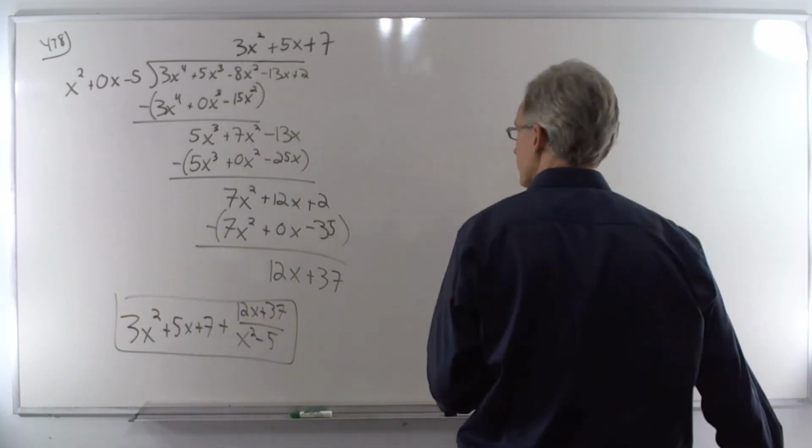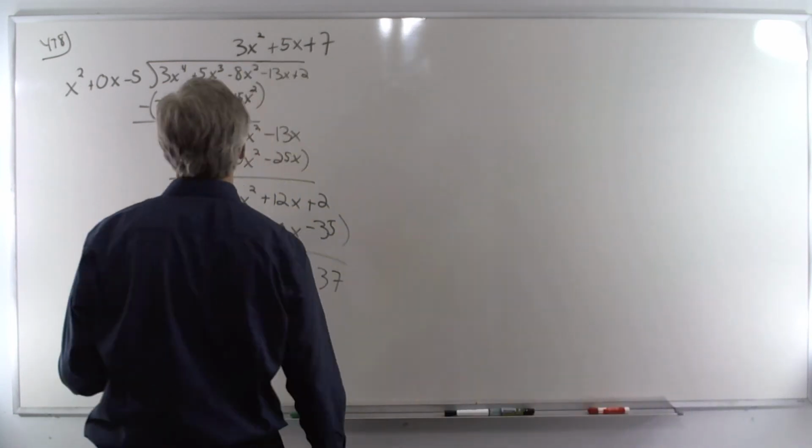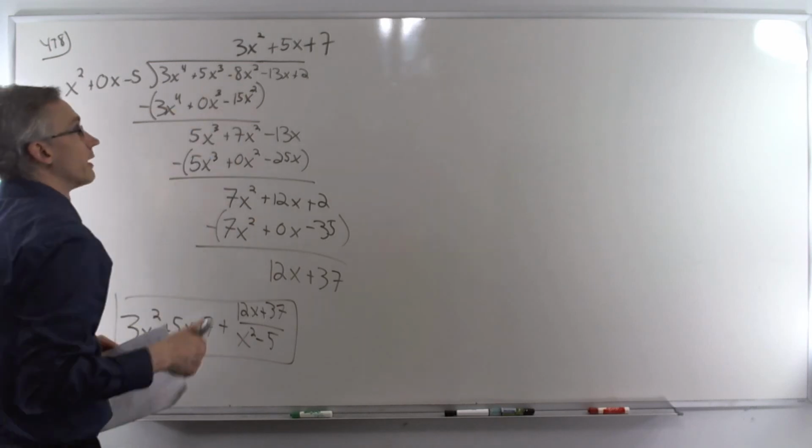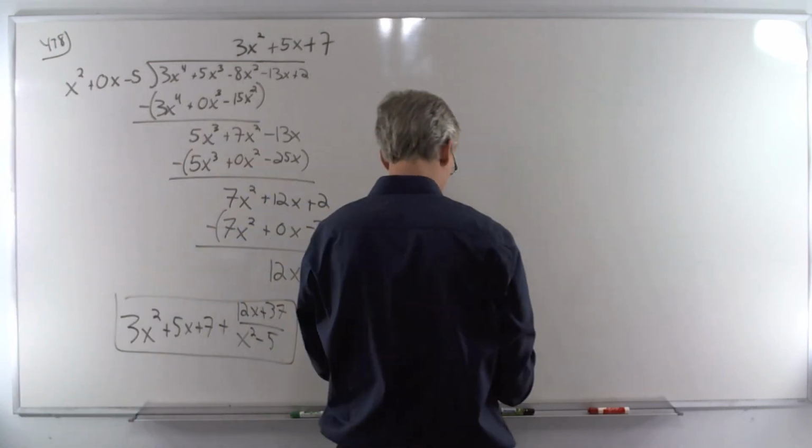Now notice every time we try to divide in, we've been able to find a whole number multiplier. It doesn't always happen that way.